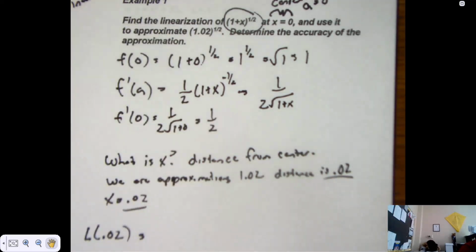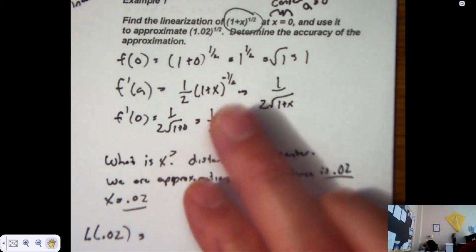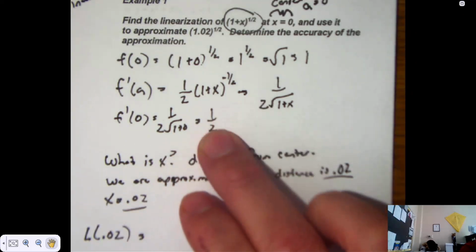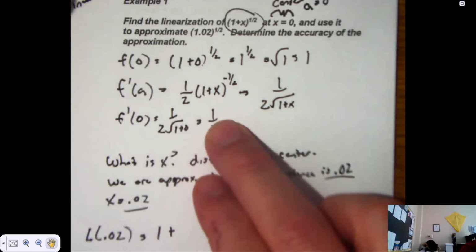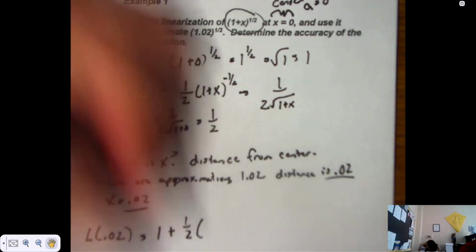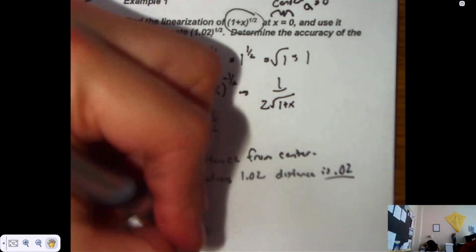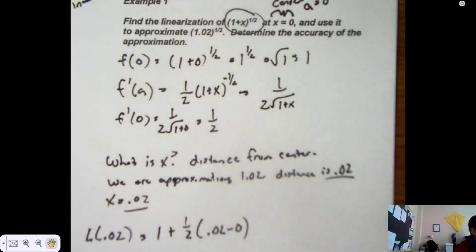And it is f of a, which we found to be, sorry, f of 0, which we found to be 1, plus the slope, 1/2. And in here we would say 0.02 minus 0. We're just following a formula. We do x minus a. And we would get 1 plus 0.01, which is 1.01.